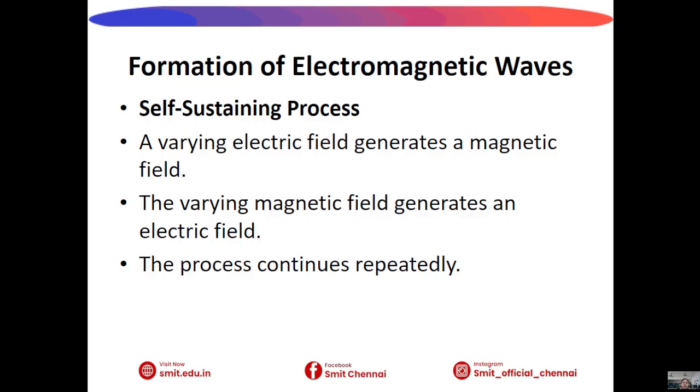Next, we see about the formation of electromagnetic waves. A time varying electric field generates a magnetic field. Similarly, a time varying magnetic field generates an electric field. These fields continuously regenerate each other and become self-sustaining. As a result, the combined electric and magnetic fields travel through space as an electromagnetic wave. This mechanism explains how electromagnetic energy propagates even in free space where no medium exists.